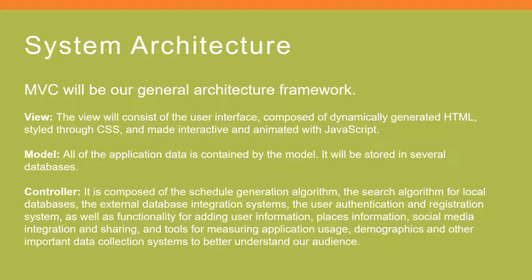System architecture. MVC will be our general architecture framework. View. The view will consist of the user interface, composed of dynamically generated HTML styled through CSS, and made interactive and animated with JavaScript. Model. All the application data is contained by the model. It will be stored in several databases.